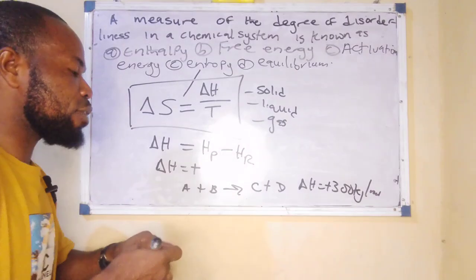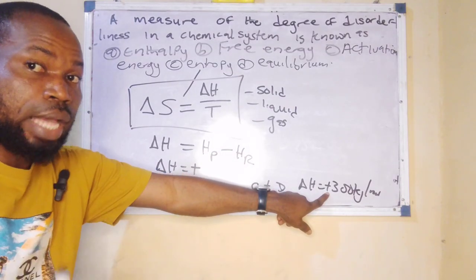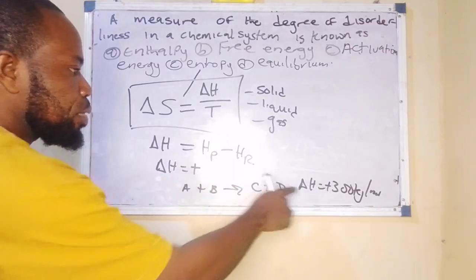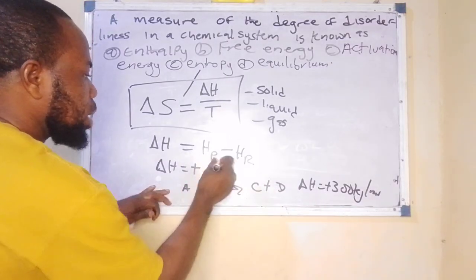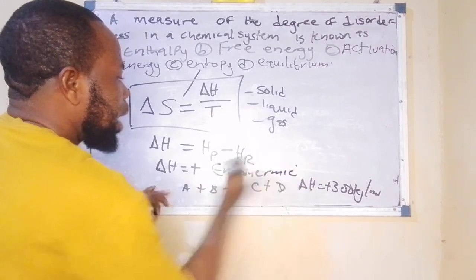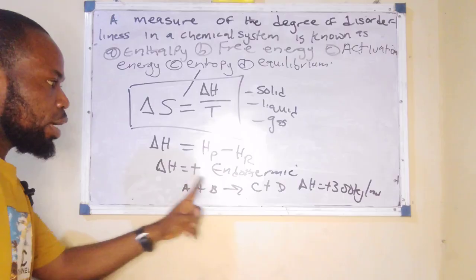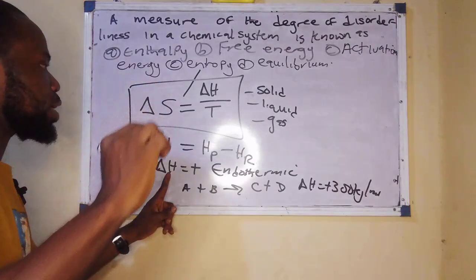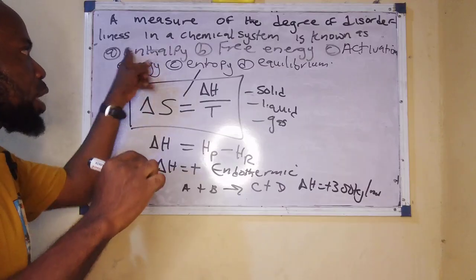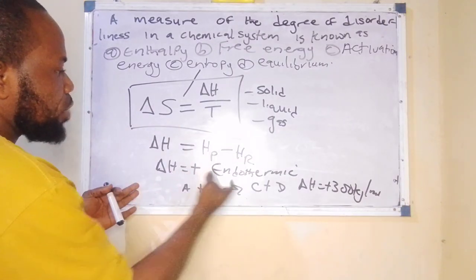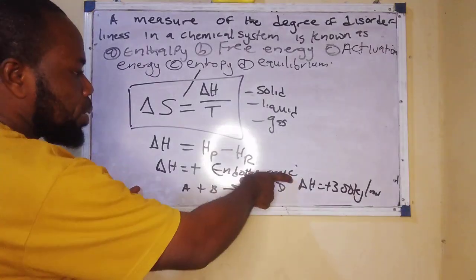For instance, now they give you this value and you're seeing that delta H here is positive. What that simply means is that the reaction is said to be an endothermic reaction. So any reaction whose delta H is positive is known as endothermic. First of all, we have known already what delta H is. Delta H is enthalpy change. What is enthalpy? Heat content of a chemical reaction. So if delta H is positive, that means that reaction is said to be an endothermic reaction.